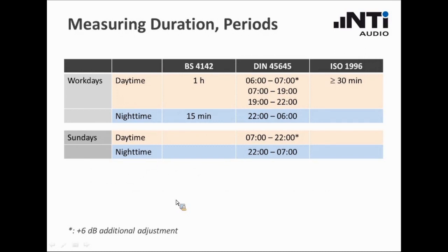Well, this slide refers to the measurement duration and the periods. I've listed 3 standards, the British standard, the German, and the international one. You can see they have different requirements regarding the minimum recording duration, 1 hour or minimum 30 minutes. The German one splits the day in different slots of different importance. It even applies some additional penalties for the most sensitive parts of the day. The night time is handled differently to the daytime, and so on and so forth.